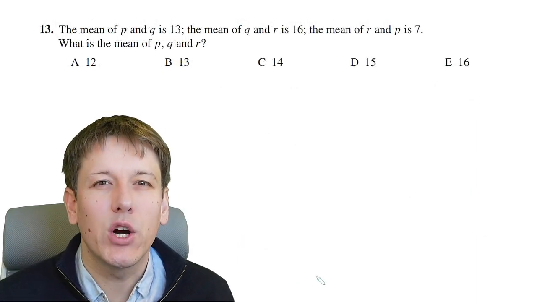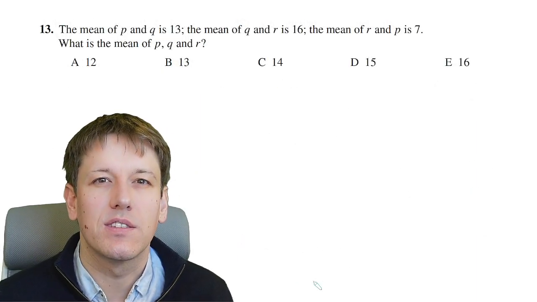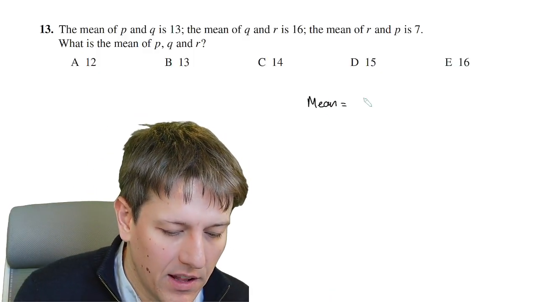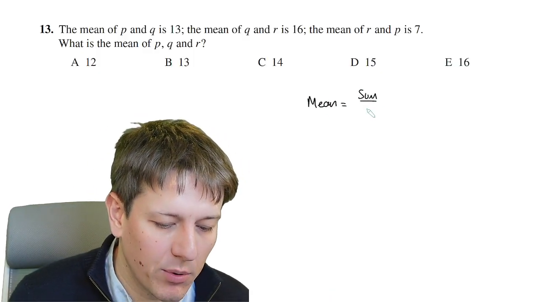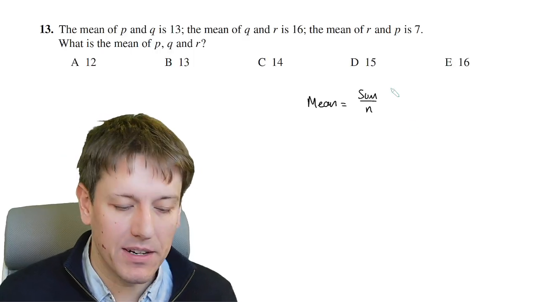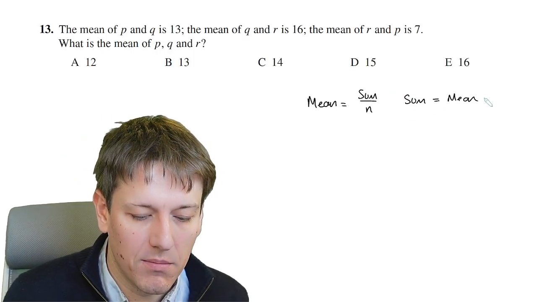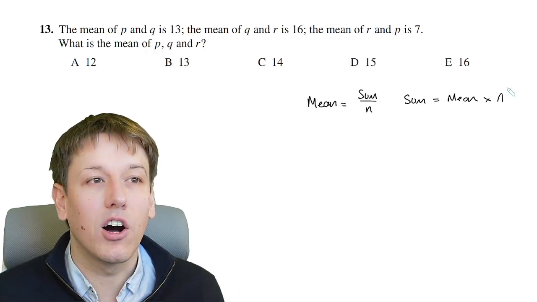Problems about the mean are often solved by using the sum of the numbers involved. So if you have the mean, that's the sum of the numbers. You add up all the numbers and then you divide it by n, which is how many numbers there are, and so the sum of the numbers is always the mean multiplied by how many numbers there are.